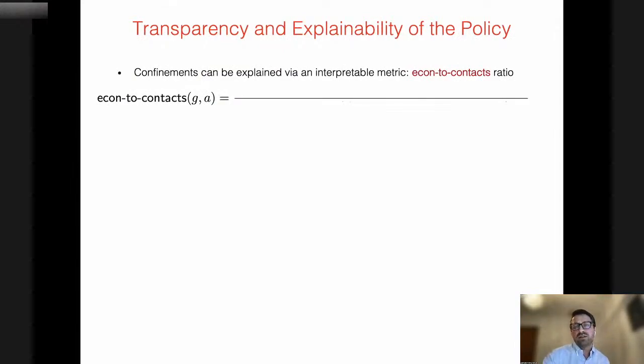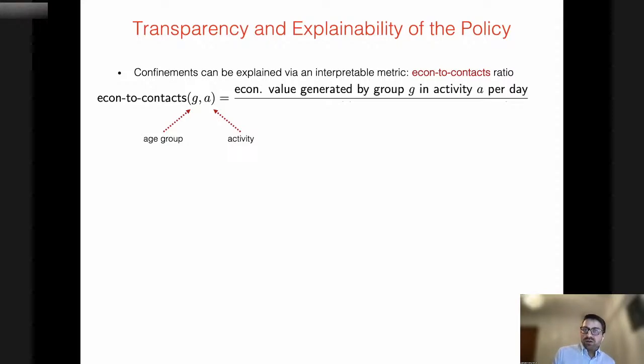The other thing I want to touch upon is the transparency and explainability of such a targeting policy. We have a fairly complex algorithm that produces these decisions. But what we found is that there's a pretty explainable mechanism for how this algorithm makes these decisions. In particular, there's a fairly simple and transparent metric, which we call econ to contacts. It depends on the age group and the activity you're talking about, and it's the ratio of the economic value generated by that particular group and activity, divided by the number of social contacts generated there. Again, social contacts translate down the line into infections and deaths.